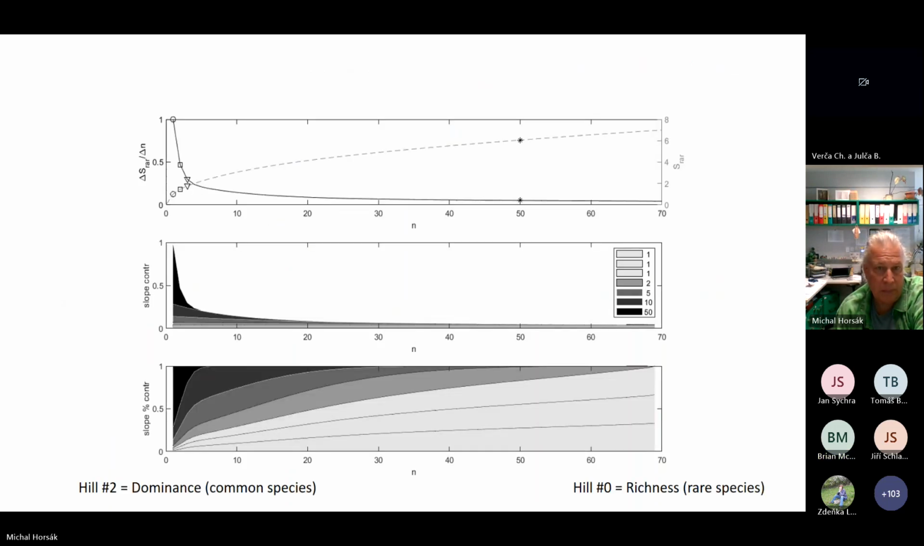And so this is showing that the top line is the rarefaction curve of a very simple community with abundances of 1, 1, 2, 5, 10, and 50, so 7 species. The black line is the slope of that rarefaction curve. The middle panel is the contribution of each species to that rarefaction curve, and the bottom panel is the contribution rescaled to 100%. And what you can see is that on the left-hand side, it's all about the very common species, and on the right-hand side, it's all about the very rare species.